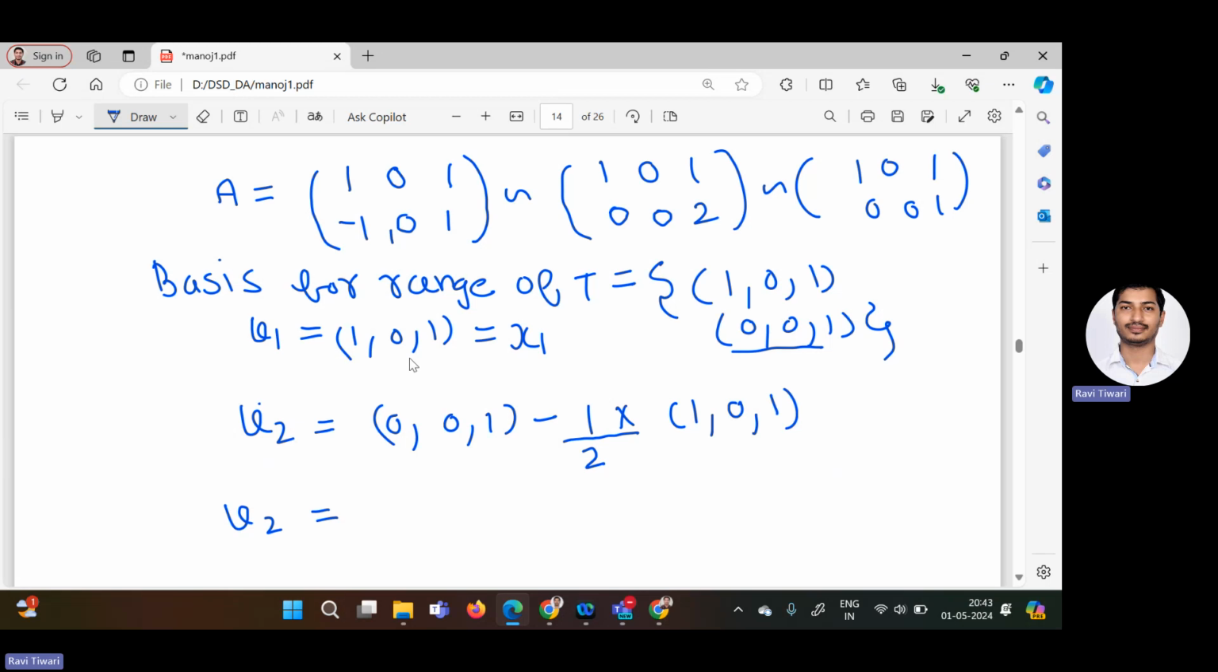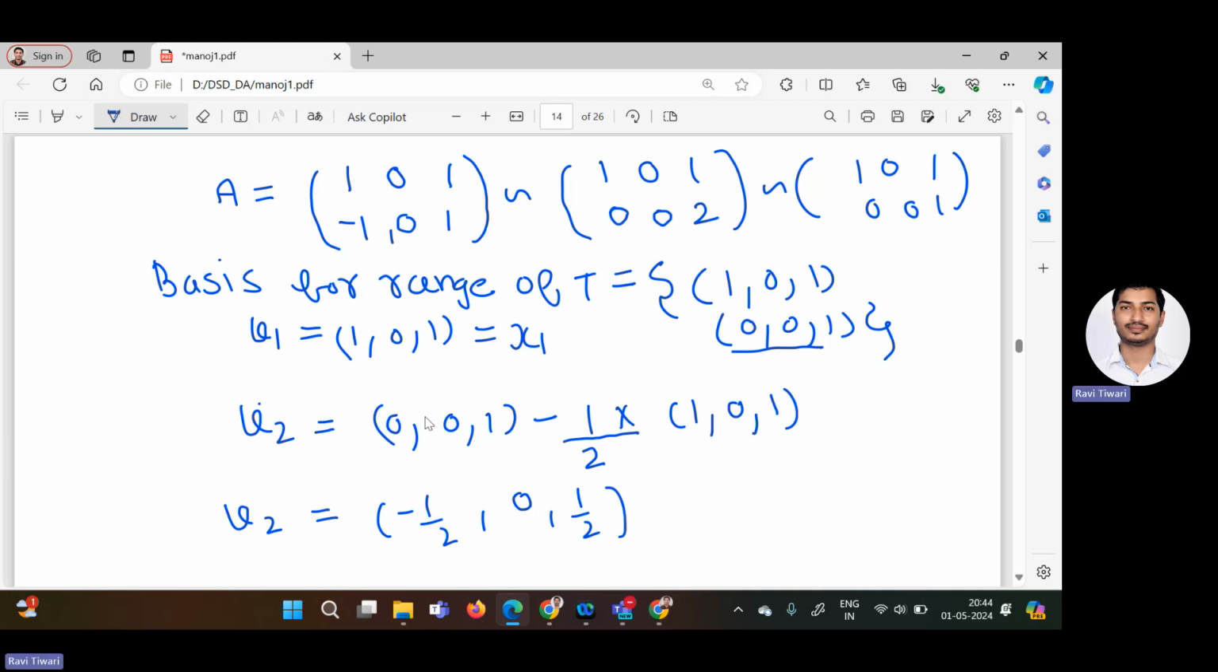And what is the norm of this V1? Under root 1 plus 1, so we get 2. And this will be (1, 0, 1). So the inner product of X2 and V1, into V1. V1 is (1, 0, 1). So now we get 0 minus 1 by 2, so we get minus 1 by 2. Second, 0, and then 1 minus 1 by 2, we get 1 by 2.